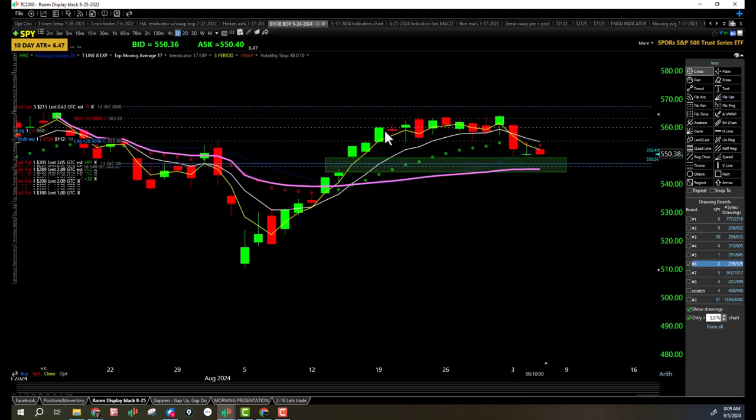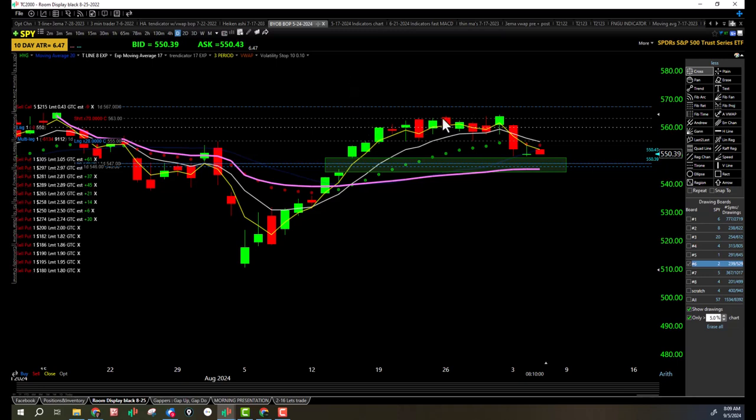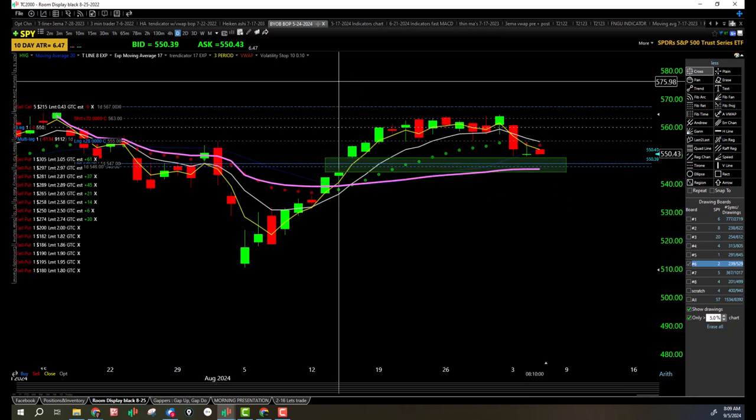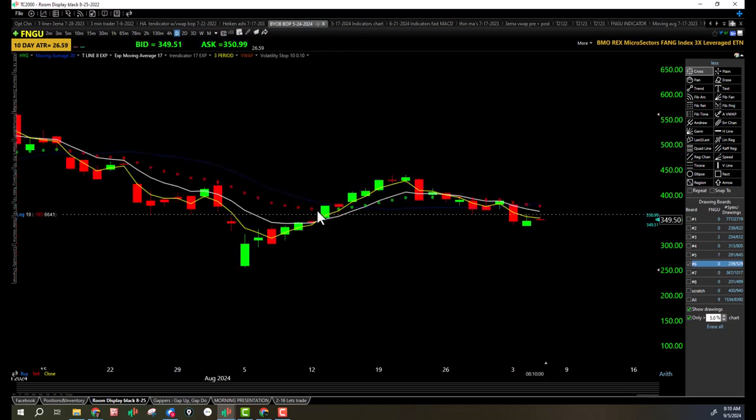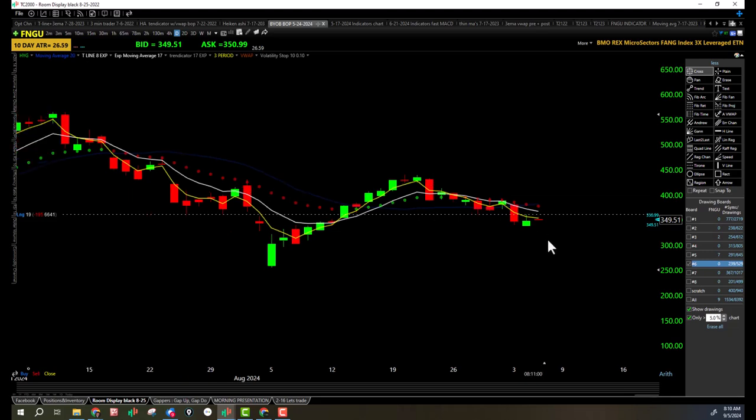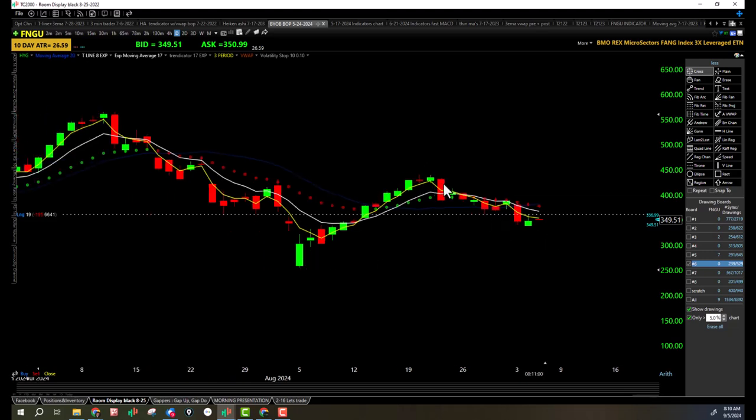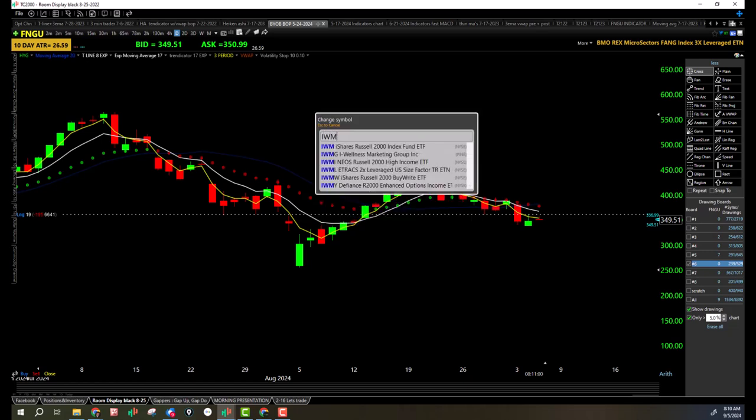SPY, again, still technically in an uptrend, still pulling back. FNGU, okay, technically in an uptrend since it took out this high, still pulling back. Okay, technically uptrend, but not acting like a bull at all. Okay, so there's FNGU. Let's take a look at IWM.